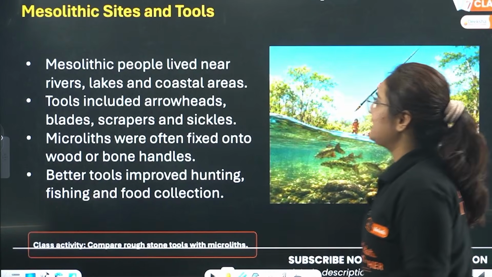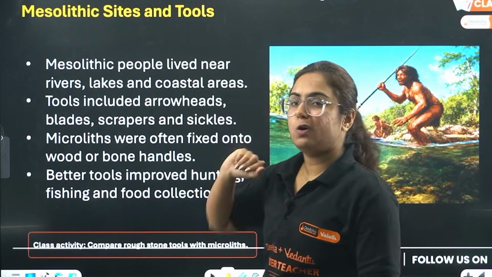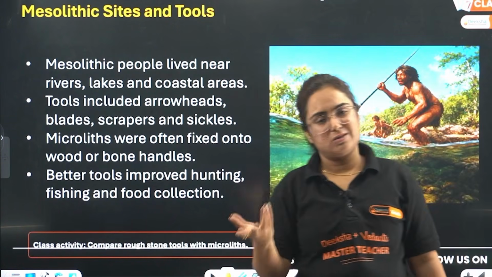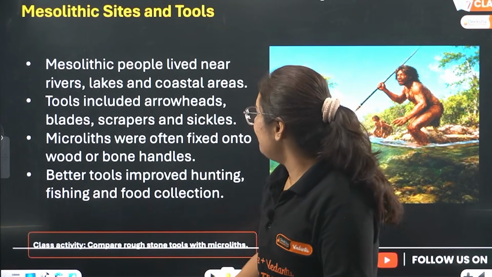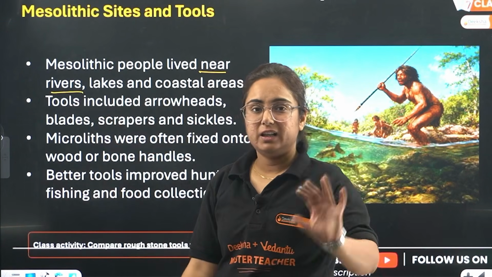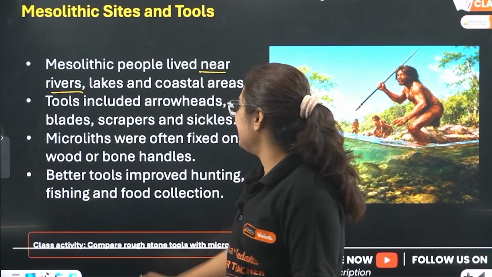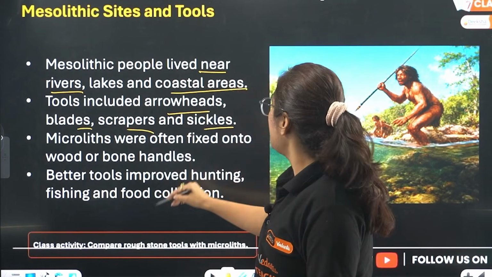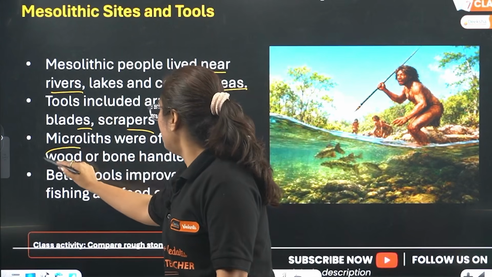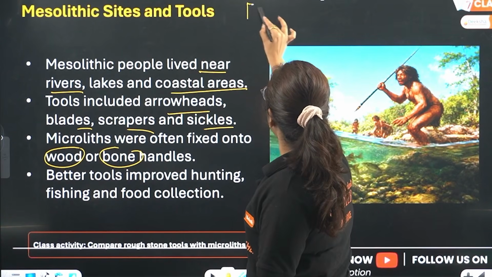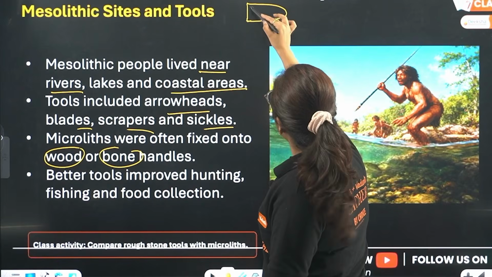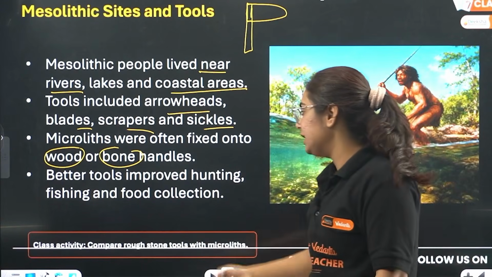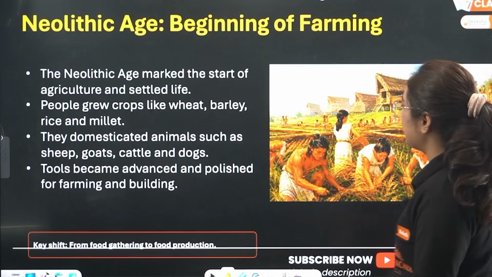Now coming to the next, that is some of the Mesolithic sites and tools. So majorly, beta, human beings basically need food and water to live, as well as tools to kill animals. So now Mesolithic people lived near rivers. Why bhai? Near rivers there will be forest, water, lakes and coastal areas. Tools included arrowheads, blades, scrapers and sickles. Microliths were often fixed onto wood or bones. Now, as you have seen, a sickle is made, for example, so it will be attached with a wooden stick to hold it. This evolved in the Mesolithic period. So we can say yes, better tools were used for hunting and fishing.